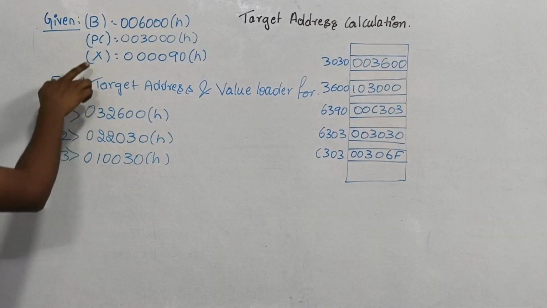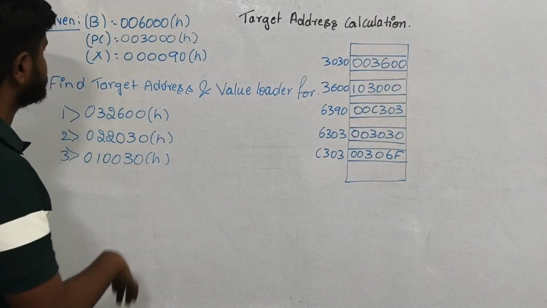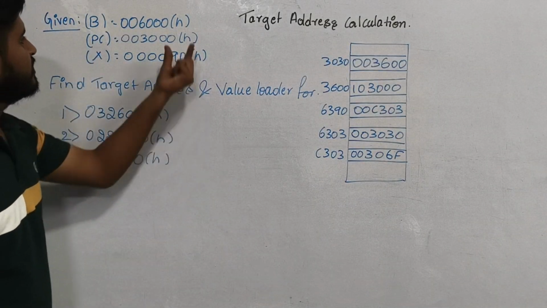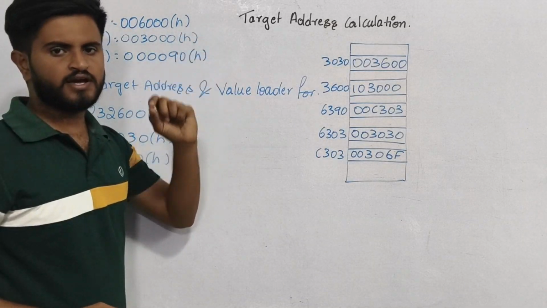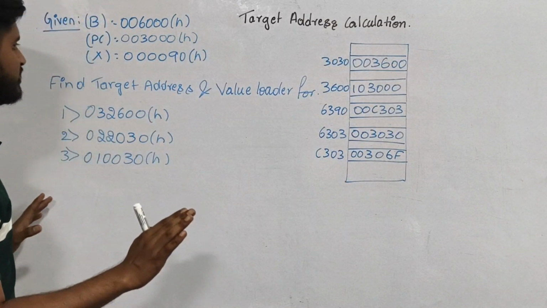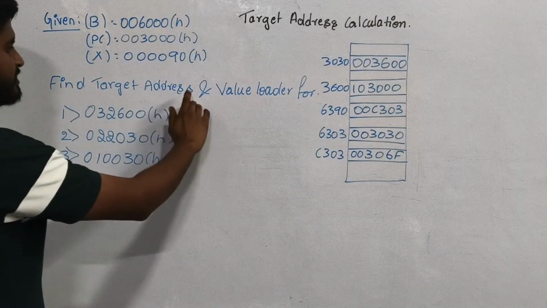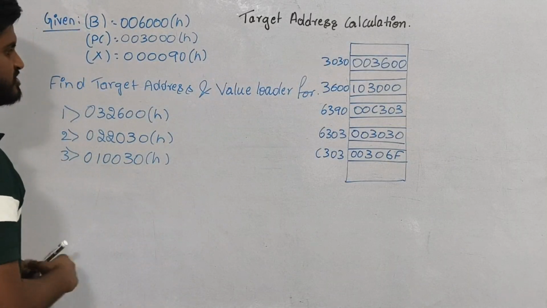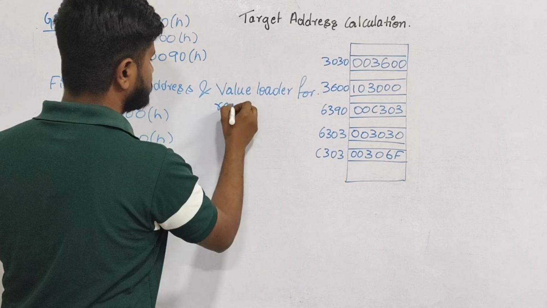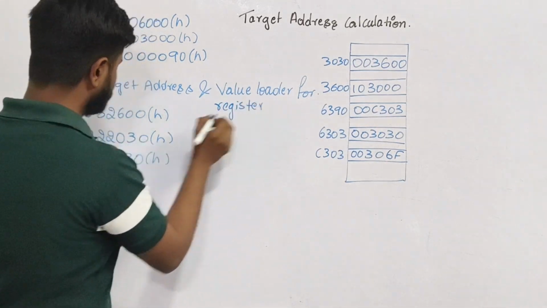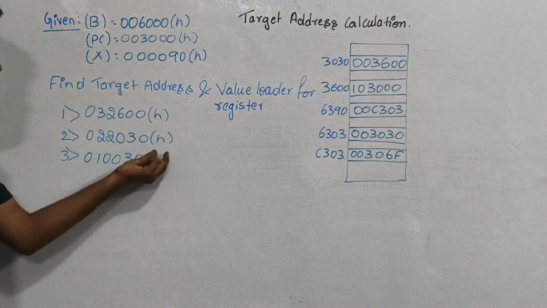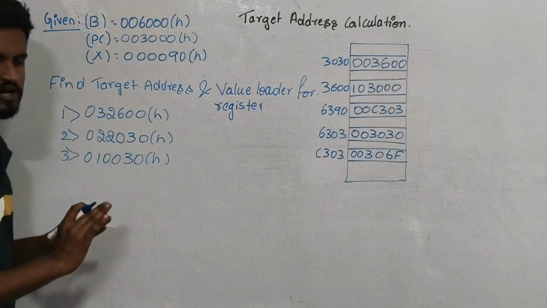Here the b value is given, the program counter PC value is given, and the x value is given. Here h in the bracket represents hexadecimal values, so no need for confusion. Find the target address and the value loaded for the register. So the value loaded for the registers, and they have given 3 of them. So h means hexadecimal. Let's solve one by one.